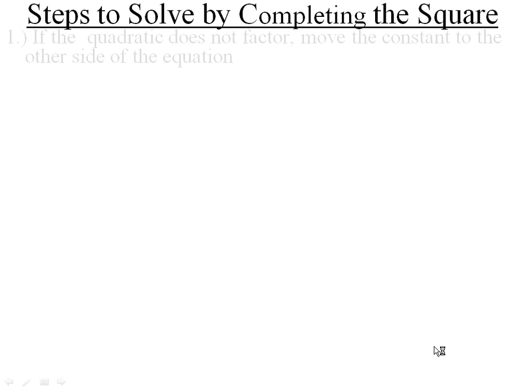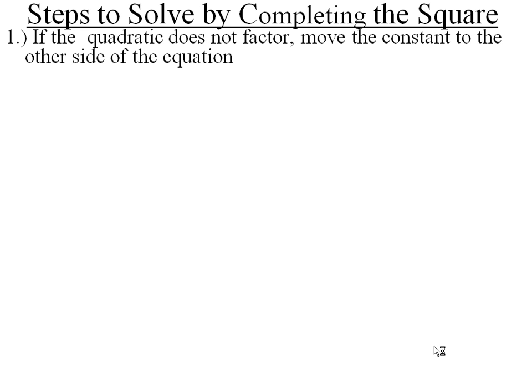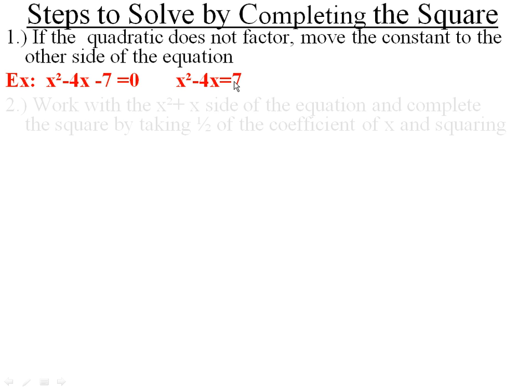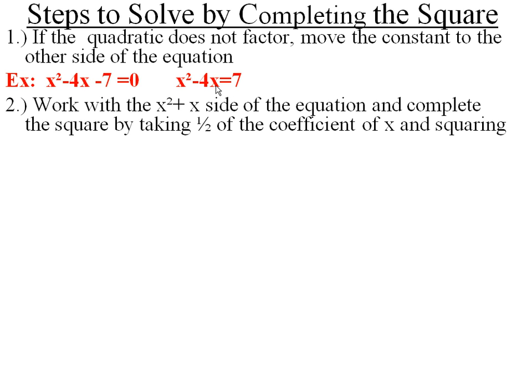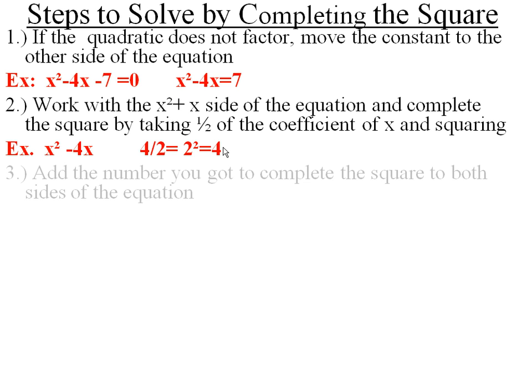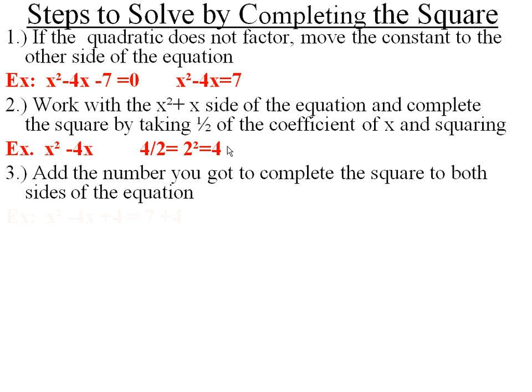Now what we're going to do is take that and use it to solve these. If it doesn't factor, the first thing you got to do is move that constant to the other side. So this one, they added 7 to both sides, got rid of it. Slide it over. And then we cut it in half. We cut negative 4, the b term, in half. Half of negative 4 is negative 2. Square it, 4. And that 4 gets added to both sides of the equation.